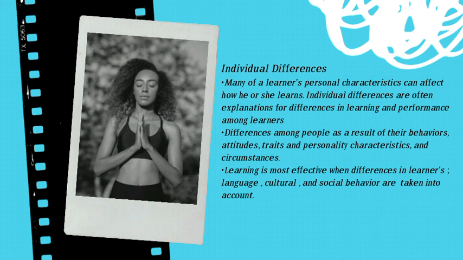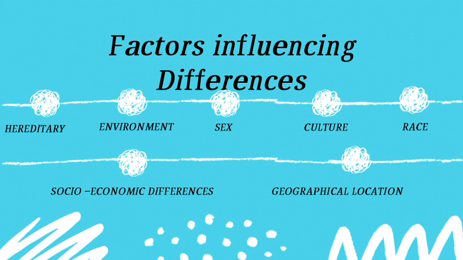As I have said earlier, every individual is a unique being. Our differences also affect our process of learning. Some may develop and learn faster than the others. And as an educator, teaching our students can be more effective if we consider their differences too. Factors influencing differences: hereditary, environment, sex, culture, race, socioeconomic differences, and geographical location.